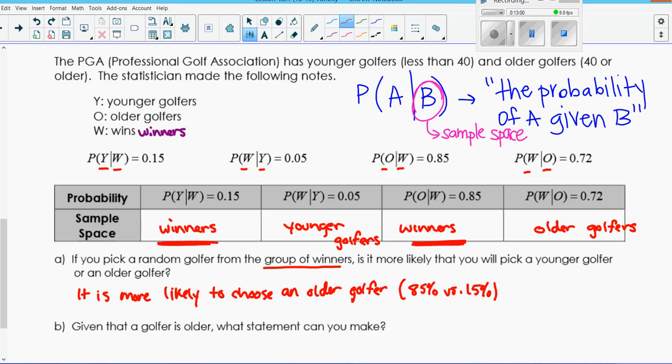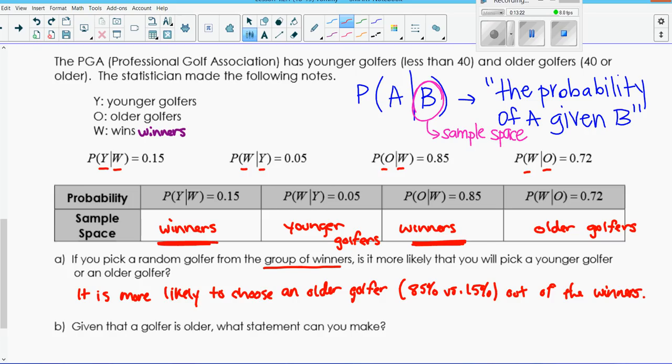And then I'm going to say out of the winners. So it is more likely to choose an older golfer out of the winners, which should make sense because older golfers have been around longer. They have more of a chance or likelihood of winning because they've played more tournaments.